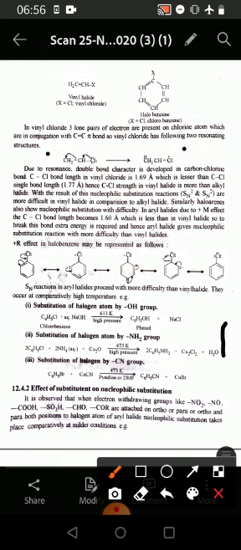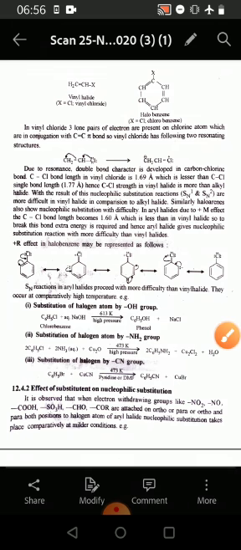Similarly, haloarenes also show a shorter C-Cl bond length. In haloarenes, nucleophilic substitution occurs with difficulty because in aryl halides, due to the +M effect, the C-Cl bond length becomes 1.60 angstrom, which is less than even vinyl halide. So to break this bond, extra energy is required, and hence aryl halides give nucleophilic substitution reactions with more difficulty than vinyl halides.